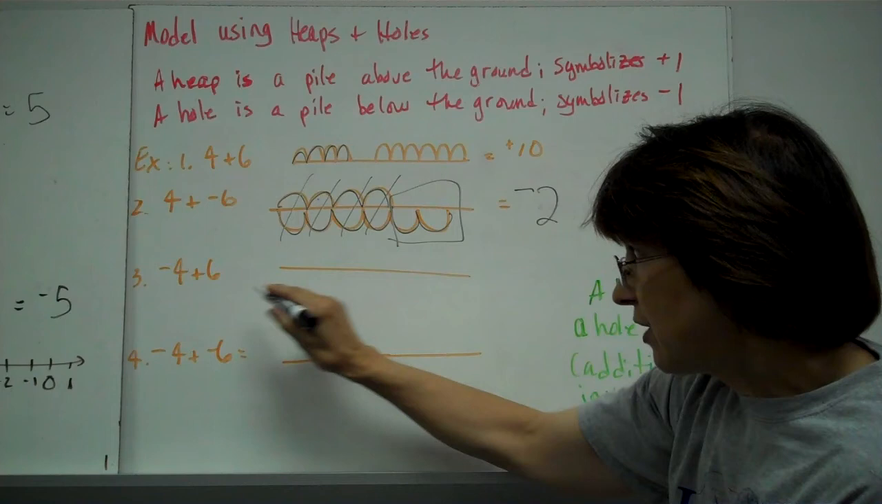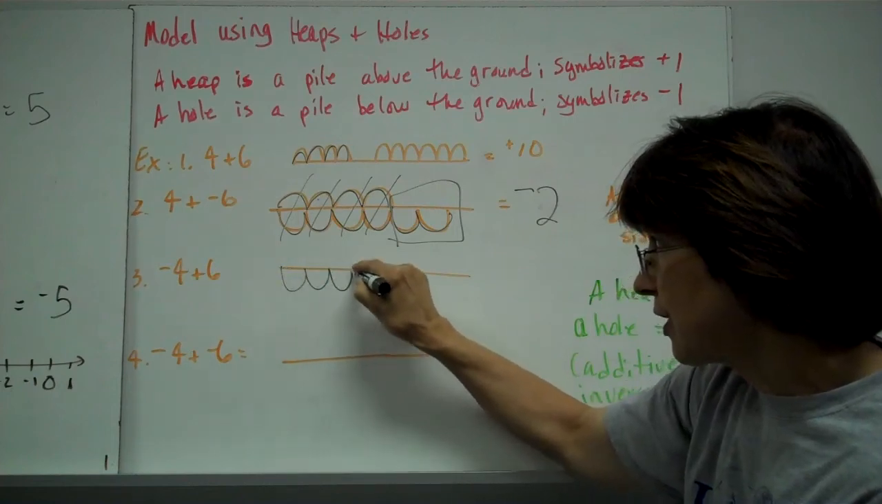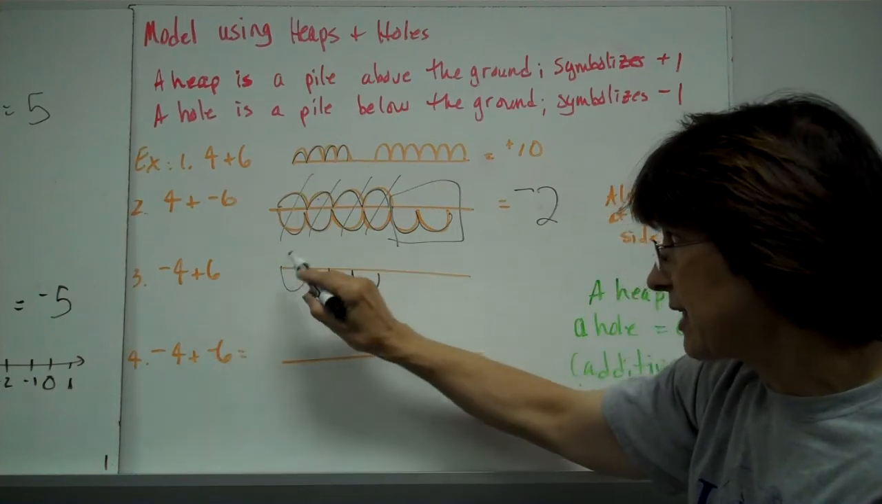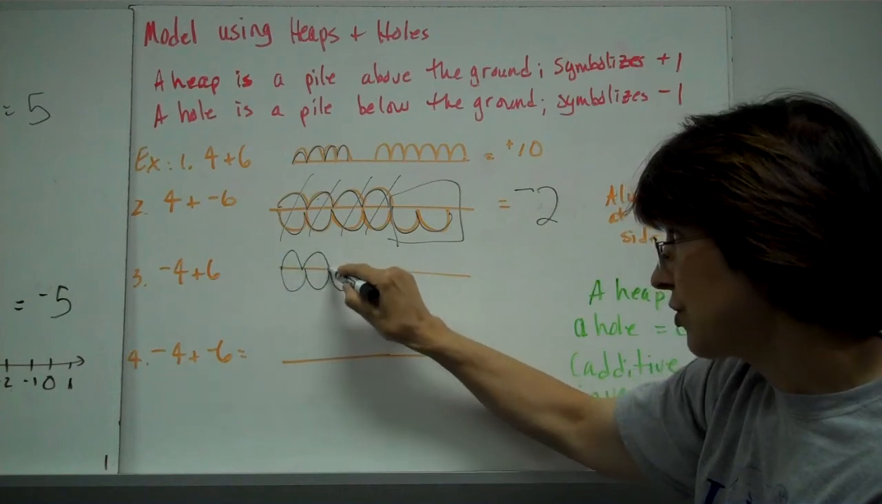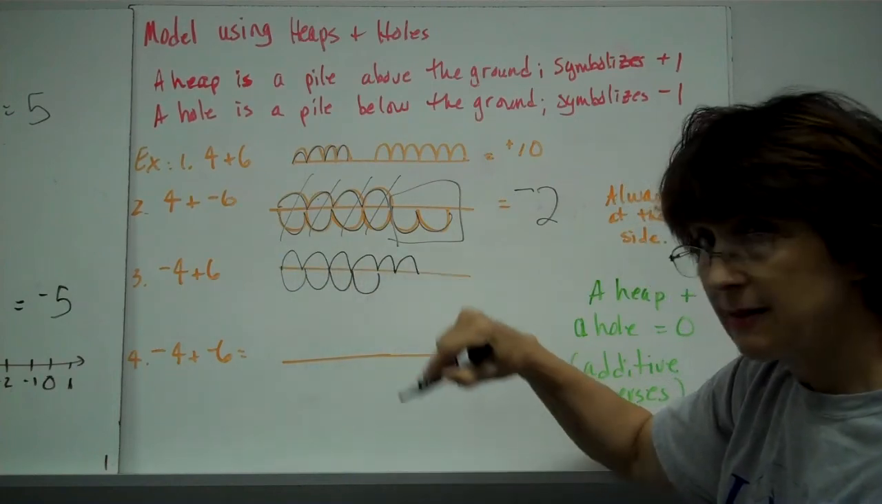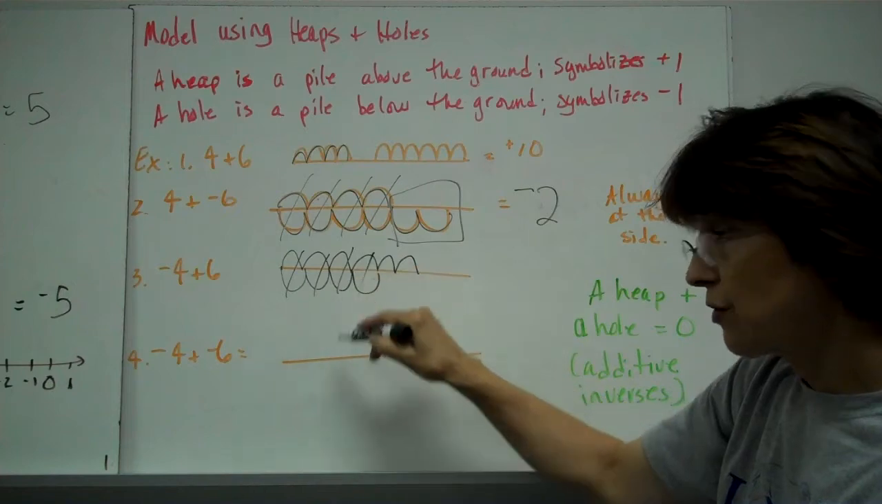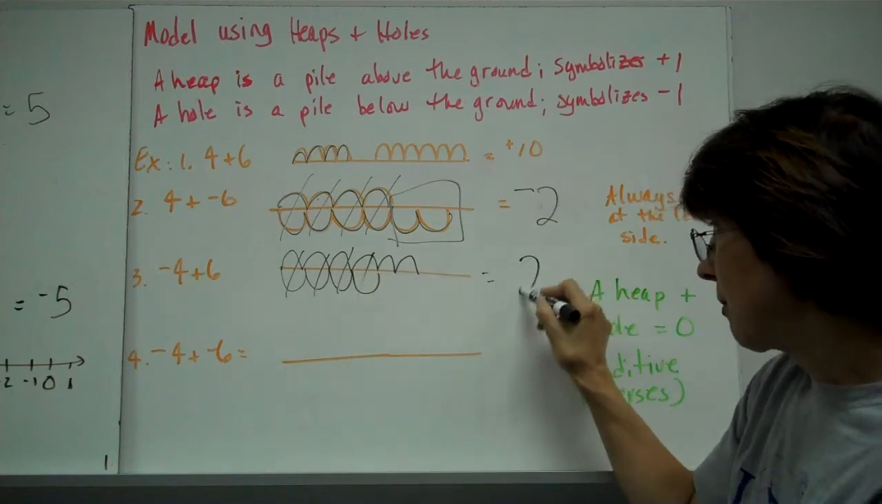Now if I start with a negative 4, that means I've got 1, 2, 3, 4 holes. I've got to add 6 heaps, so I go 1, 2, 3, 4, 5, 6. Again, I cross off the ones that are zero pairs, and I have 2, but they're above the ground, so it's a positive 2.